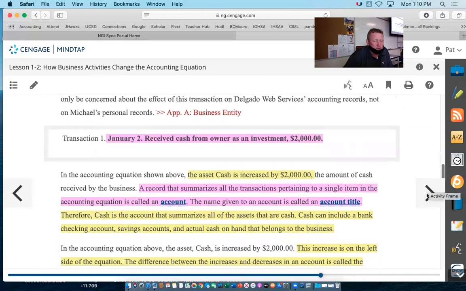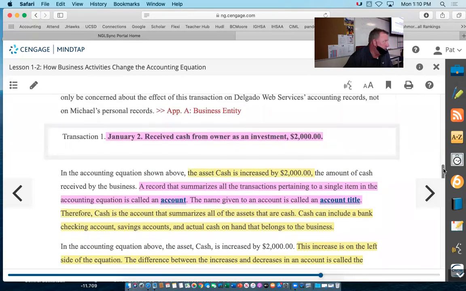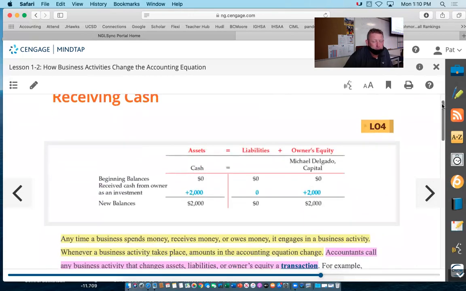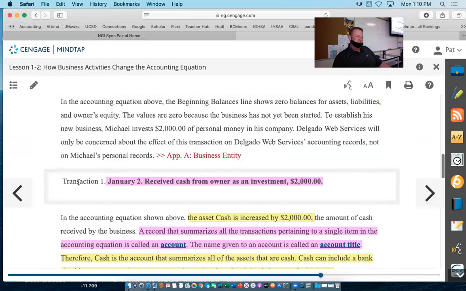We are going to get into one of our first transactions. You can see there it says transaction 1. All right, it has the accounting equation up top so we can remember it. Then it has beginning balances. Okay, the zeros. Then we're going to put the transaction. They're going to give us a transaction. So in this case, it says receive cash from the owner as an investment, $2,000.